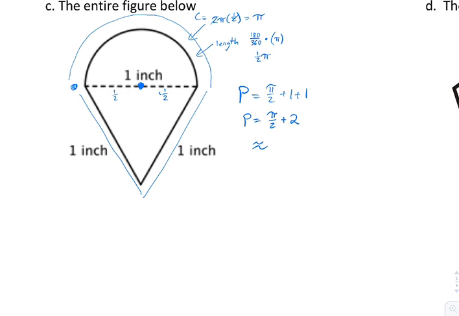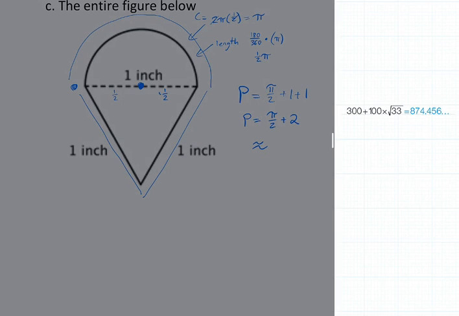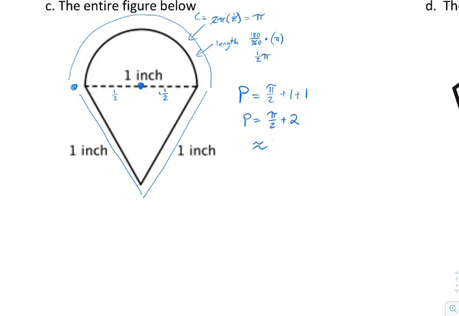And we can absolutely approximate that. So pi divided by 2, and then we add 2. We have 3.57.